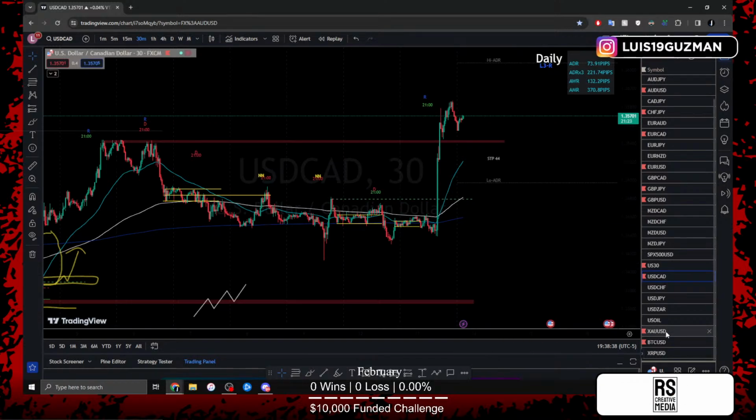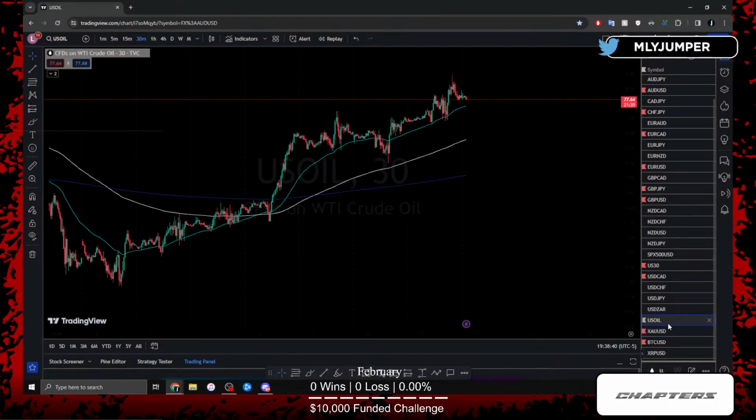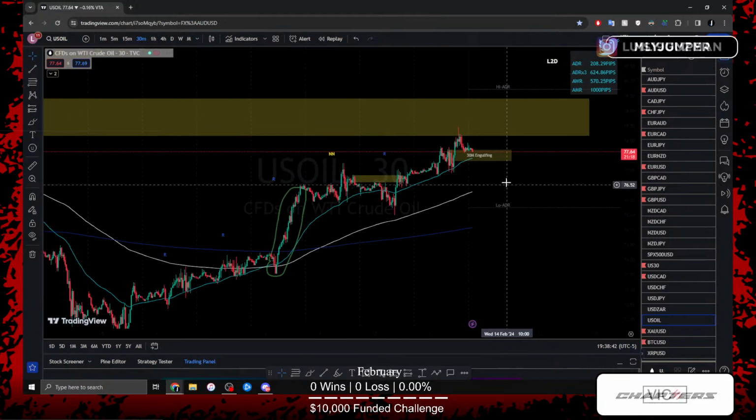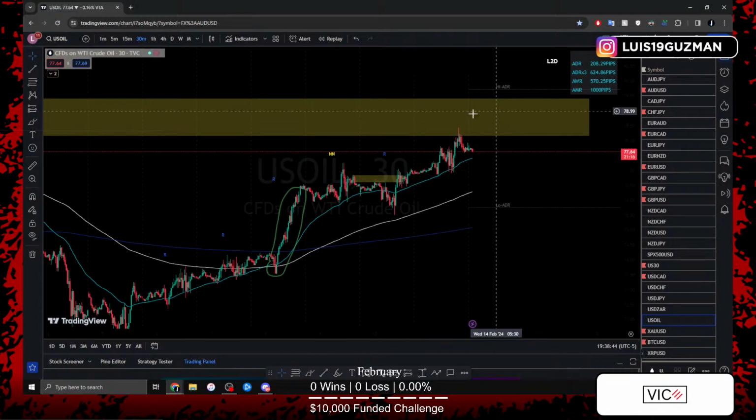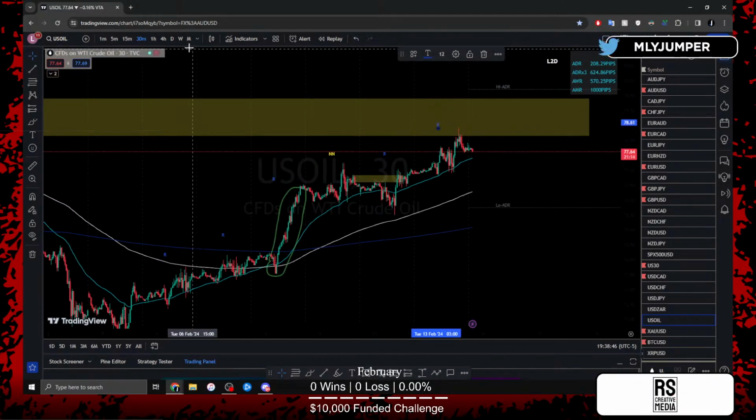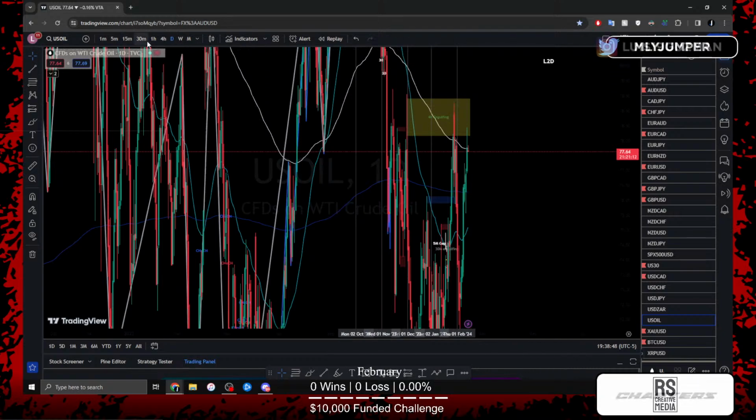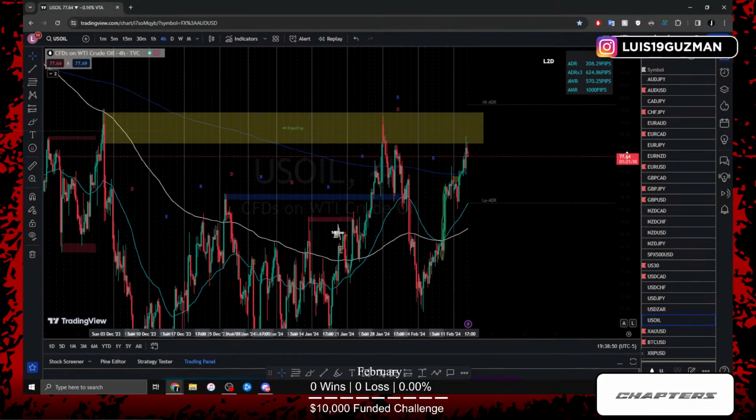USDCAD is definitely one that I'm going to be looking at for tomorrow. I want to also take a look at US oil. Two days of rise, we got into the engulfing zone. What time frame was that? 4-hour, yep. Right, so we finally reached the 4-hour highs again.